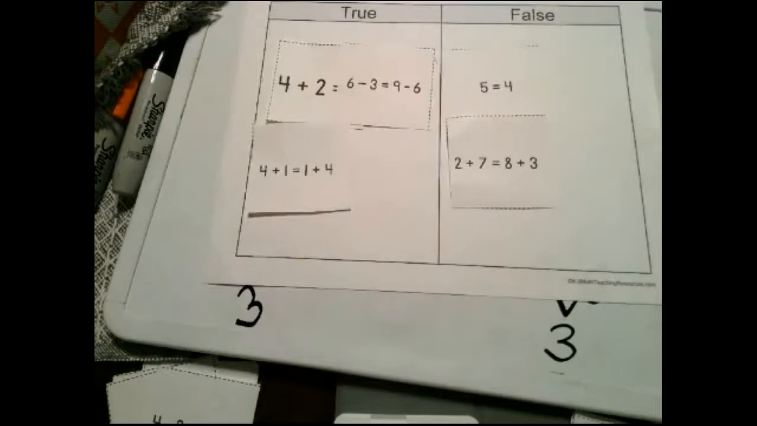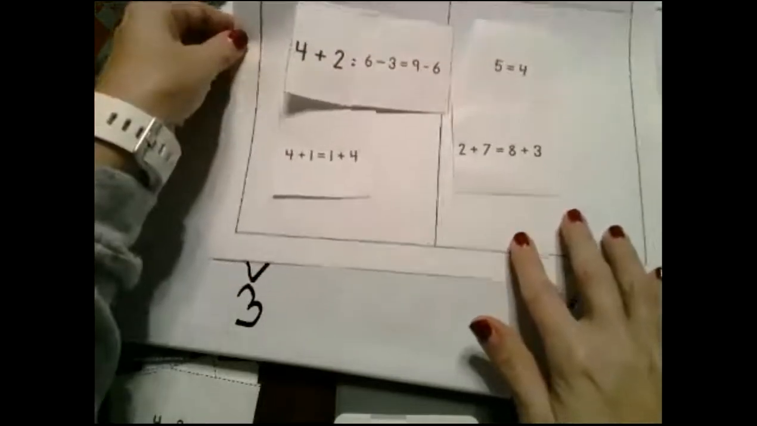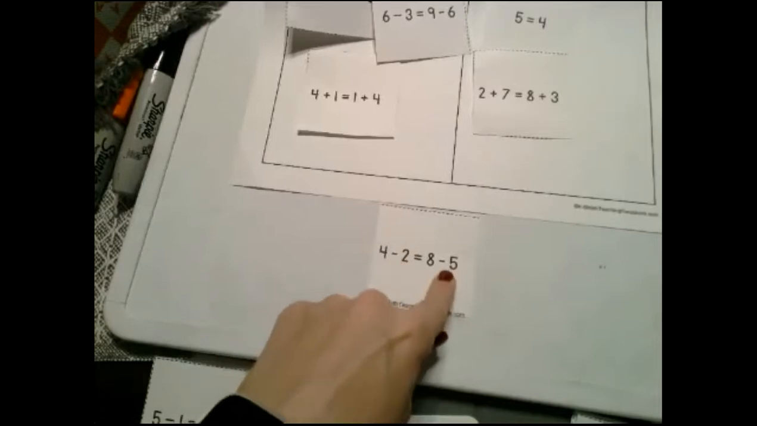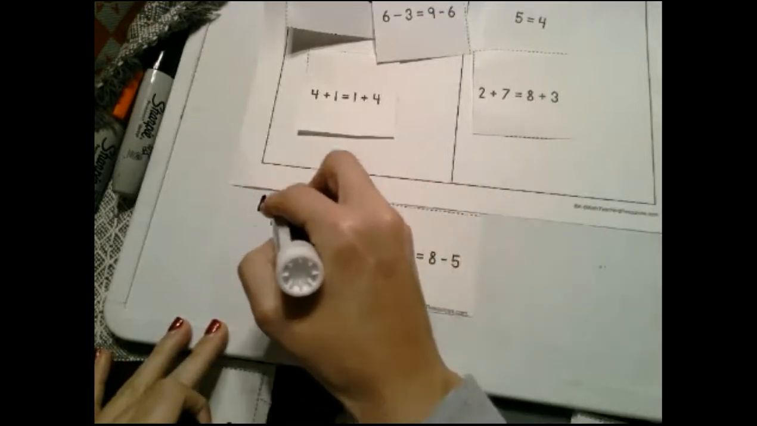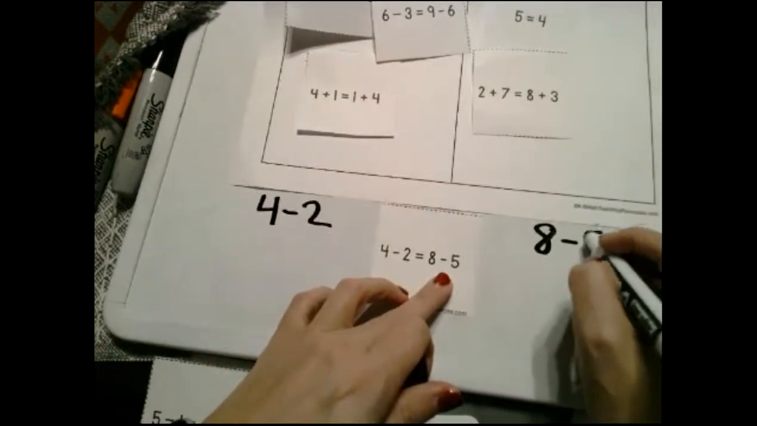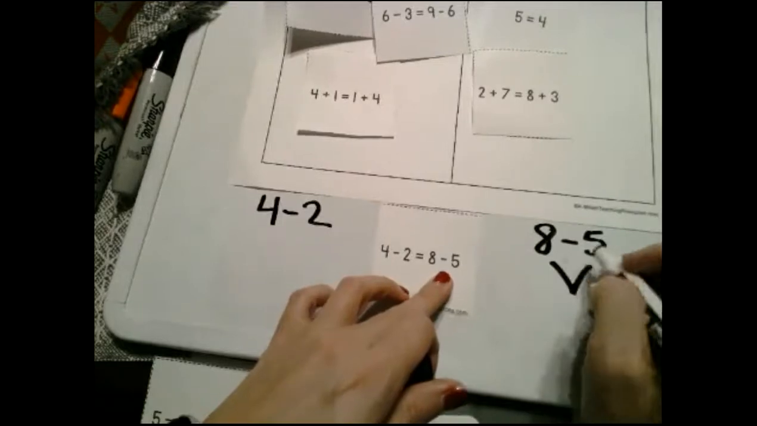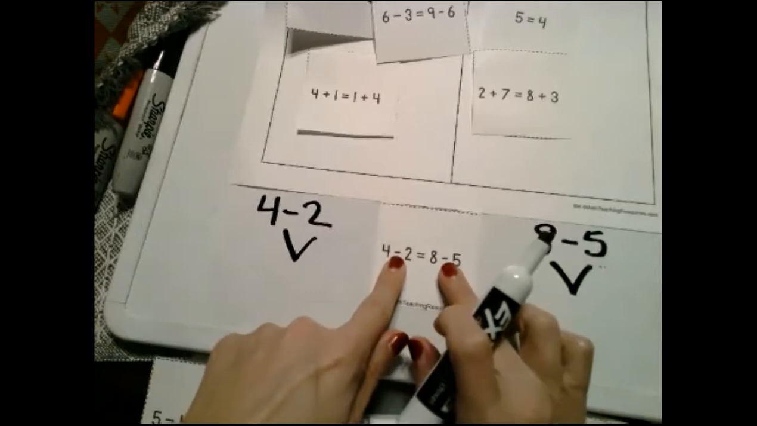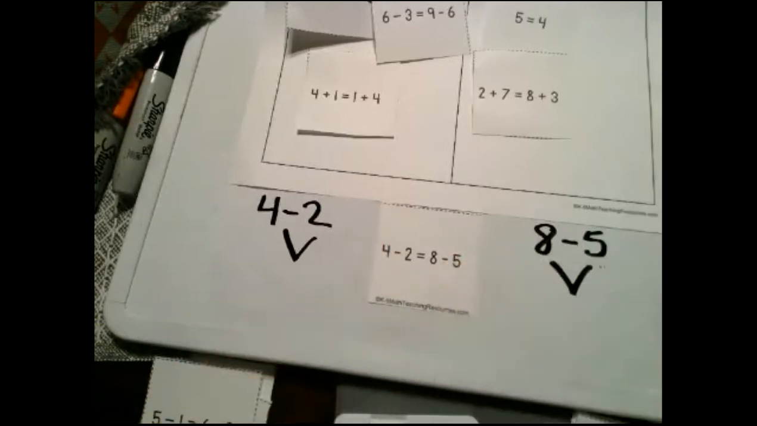Wonderful thinking. We'll do one more. This one has 4 minus 2 and 8 minus 5. Remember, you'll need to solve what is 4 minus 2, and you'll need to solve what is 8 minus 5. And then determine, is this true or false? Do they equal the same amount? Take your time, and when you're ready, hit play.